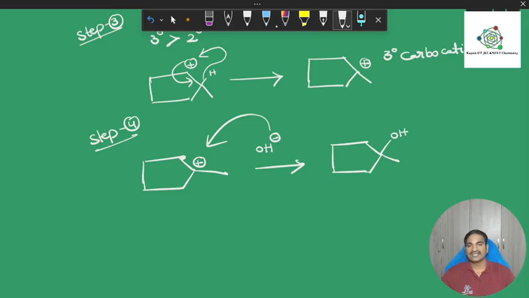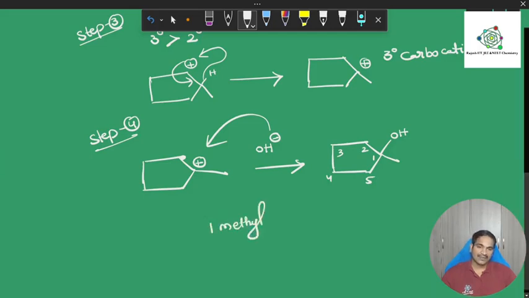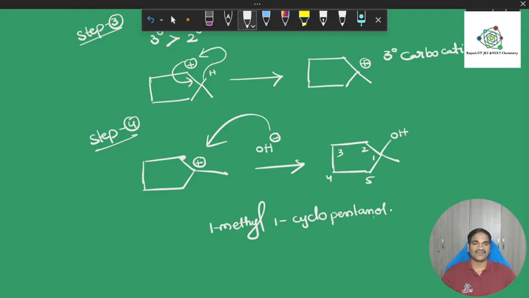Can you name this product? We can number it 1, 2, 3, 4, 5. So we can write the product name as 1-methylcyclopentanol. Have you got it? So this is our product name.